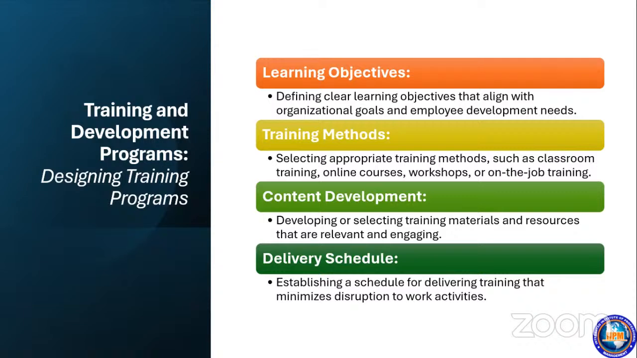And then we have to look at training methods. We have to select appropriate training methods such as classroom training, online courses, workshops, and on-the-job training. We also have to develop training materials and resources that are relevant and engaging. And very important, we have to establish a schedule for delivering training that minimizes disruption to work activities. So while we want them to still be working, we have to make sure that we find a time that when we train them, they'll be able to still work and still learn what they need to learn.